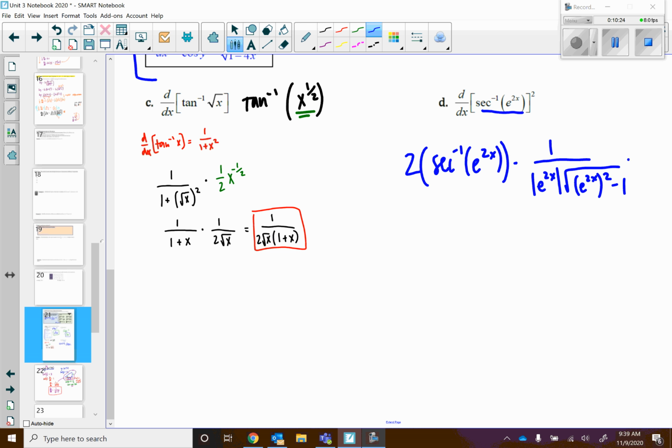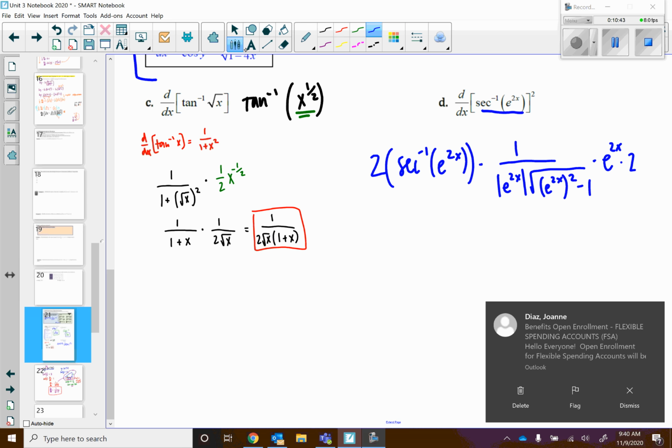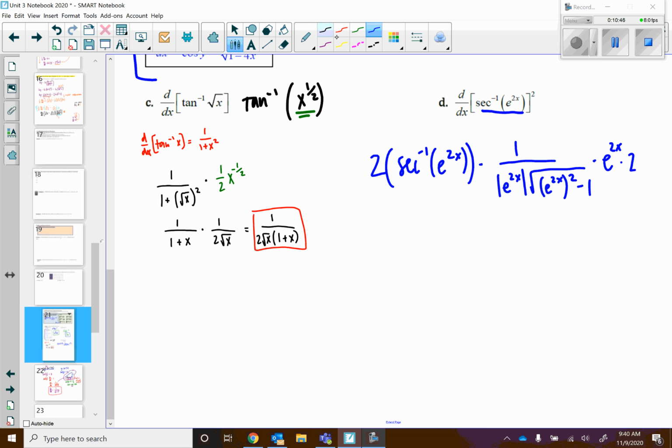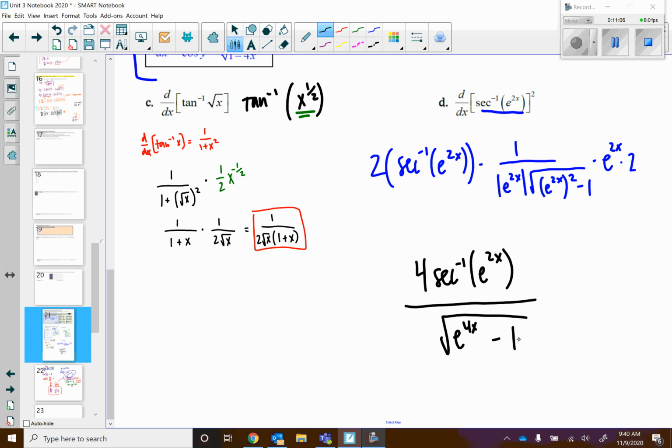And then we also need to multiply that by the derivative of the inner thing, the derivative of e to the 2x, which would be e to the 2x times 2. So it's actually 1, 2, 3 chain rules, which is kind of a lot. Now let's clean this up as much as we need to. So we really don't need to do a ton, but we can do a little bit at least. Right, we have 2 times 2, which is 4. I know we have a secant inverse of e to the 2x in the numerator. I have the square root of e to the 4x minus 1 in the denominator.